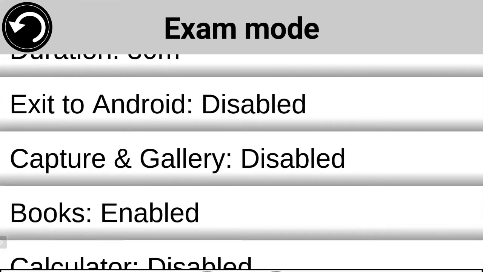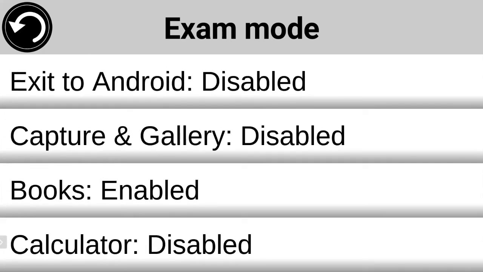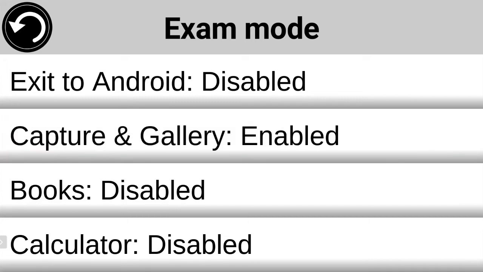And also, you can set any part of Prodigi that you want to disable or enable. By default, all these will be set to disable. You just need to tap on any of them to enable or disable. So for example, one of the features that we can disable or enable is the exit to Android. Another one is to capture and gallery. So let's tap on capture and gallery to enable them and keep the books and the calculator disabled.